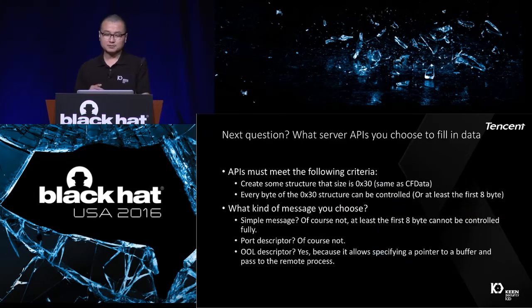But the API must meet the following criteria. For example, the data you fill has to be 0x30 bytes, and every byte, at least the first 8 bytes of that structure, must be controlled. So what kind of message can we think of to try to fill? Of course, an OOL message is the best option, because a port descriptor, of course not. And for a simple message, it is hard to find a very good candidate.